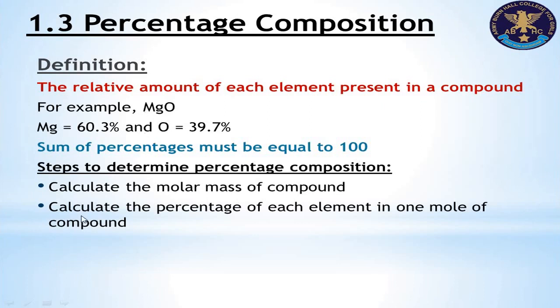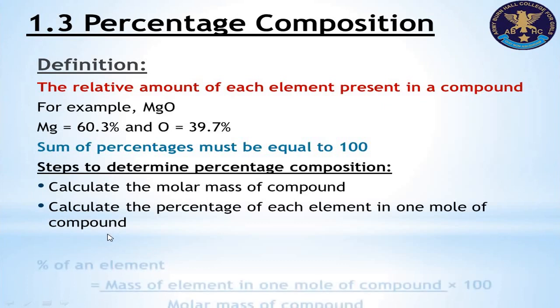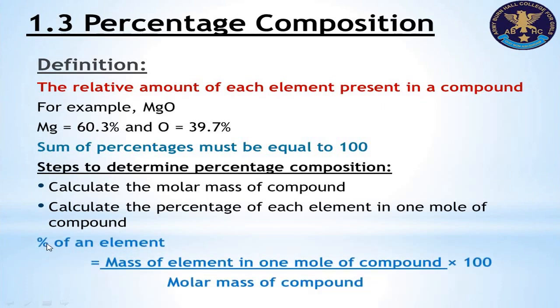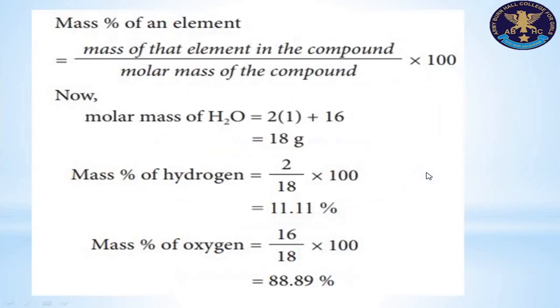And in the second step, you have to calculate the percentage of each element in 1 mole of the compound. You have to calculate this percentage of each element with the help of this formula: the percentage of an element is equal to the mass of the element in 1 mole of compound divided by the molar mass of the compound, multiplied by 100. I have quoted one example for the better understanding of percentage composition. This is the formula which we have discussed now.